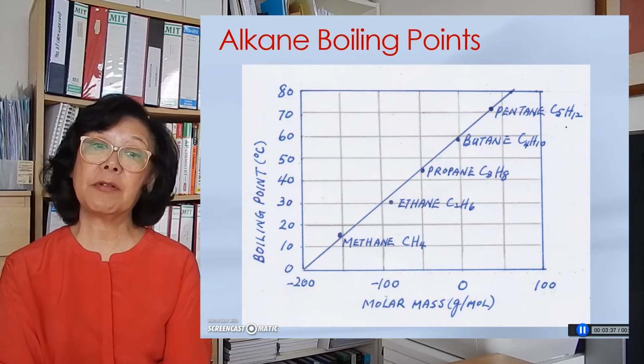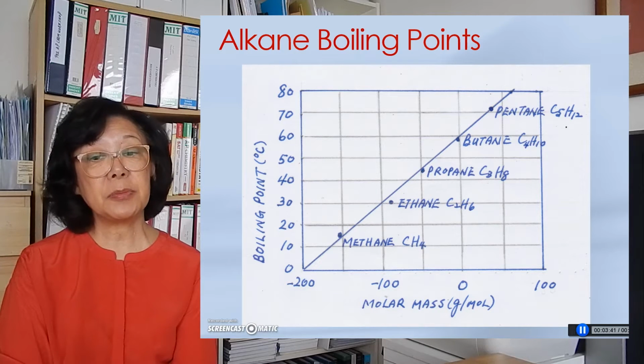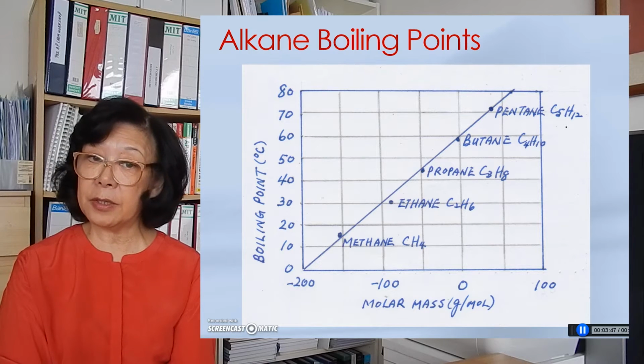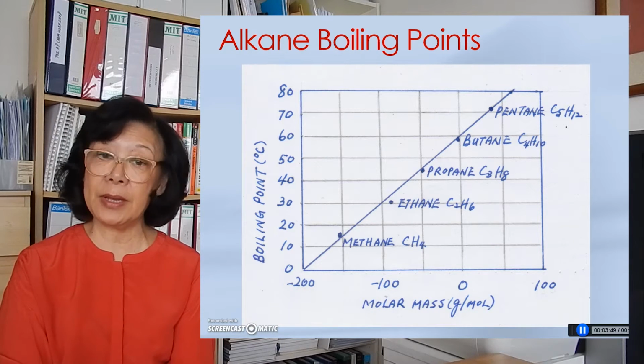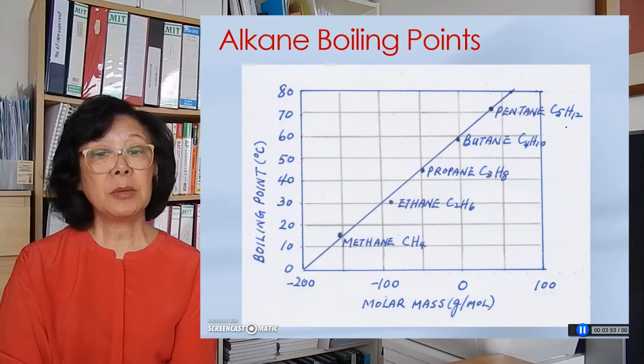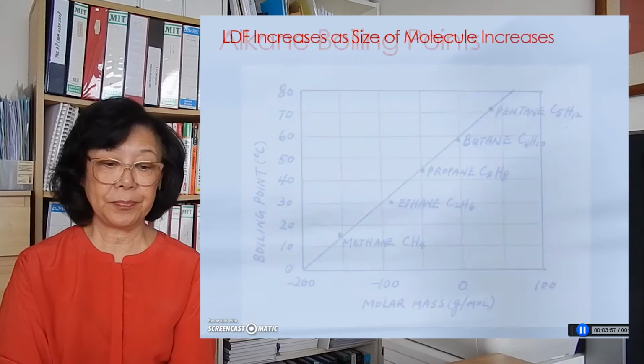Now here's a diagram showing the plot of boiling point versus molar mass for the first 5 members in the alkane series: methane, ethane, propane, butane, and pentane. And you can see there's a linear relationship that as molar mass increases, boiling point also increases.